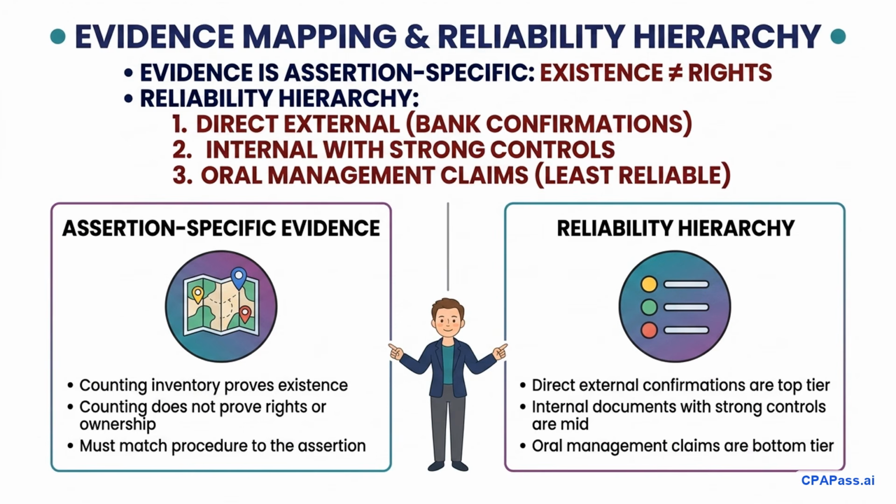This brings us to the reliability hierarchy. Independent external evidence obtained directly by the auditor, like bank confirmations, always beats internal client documents. Furthermore, oral representations from management are the least reliable form of evidence and are never sufficient on their own to support an audit opinion.